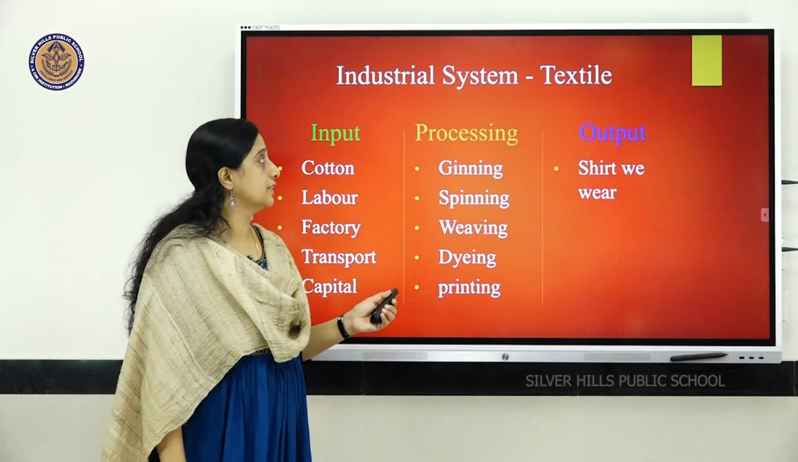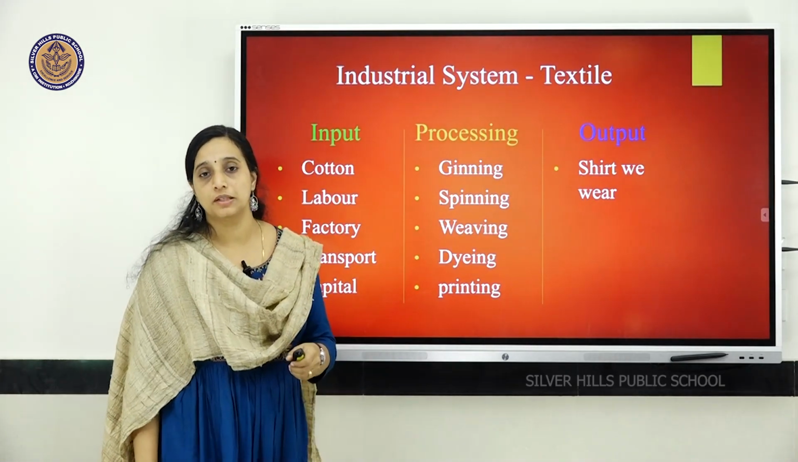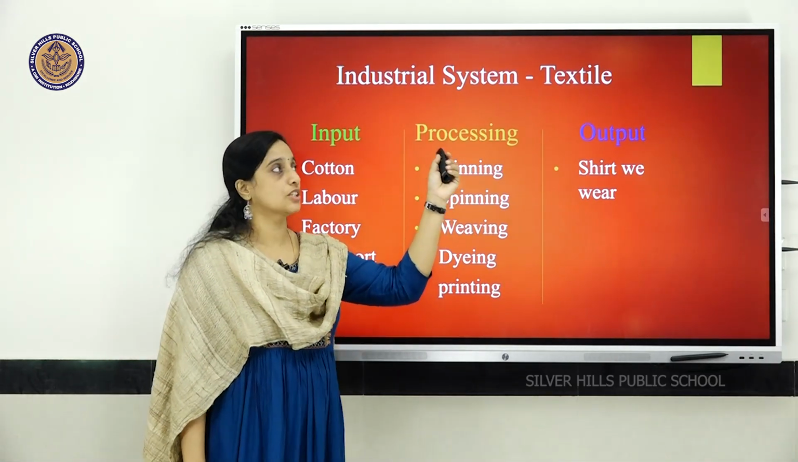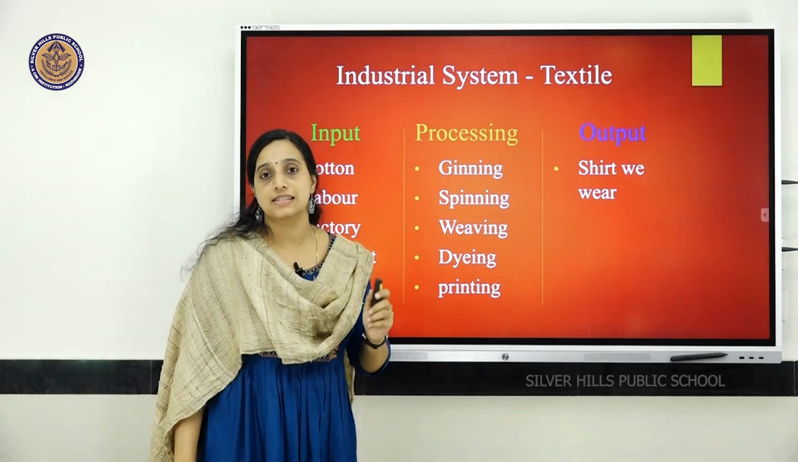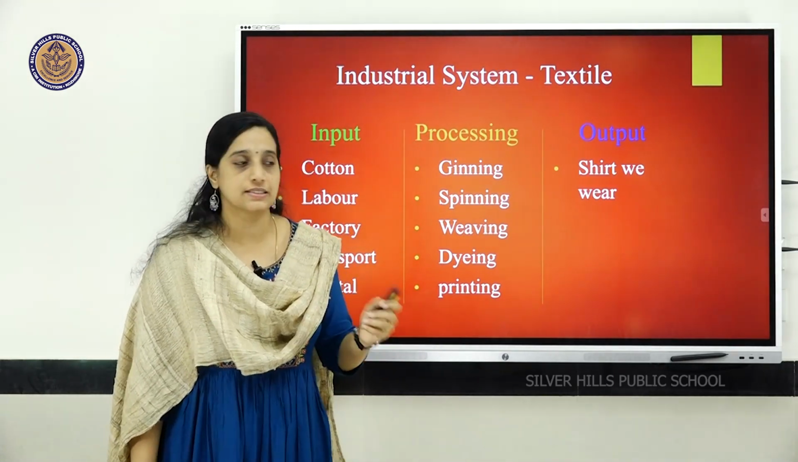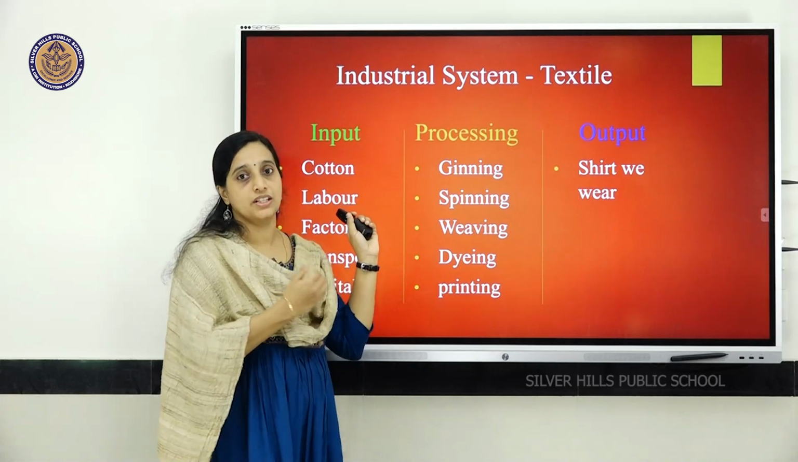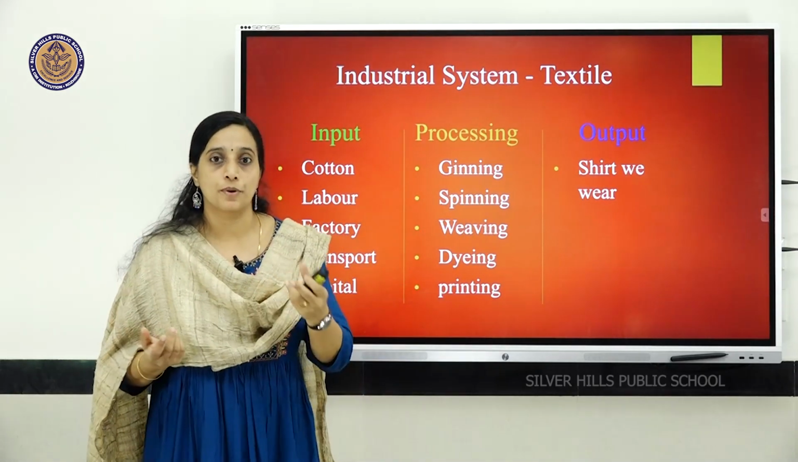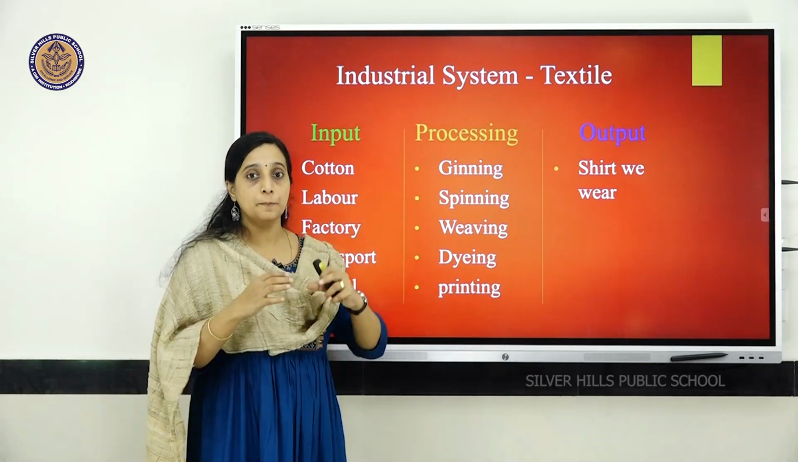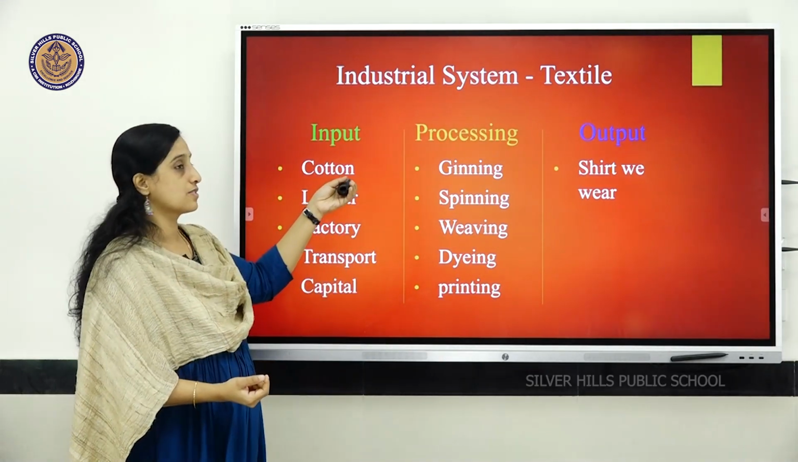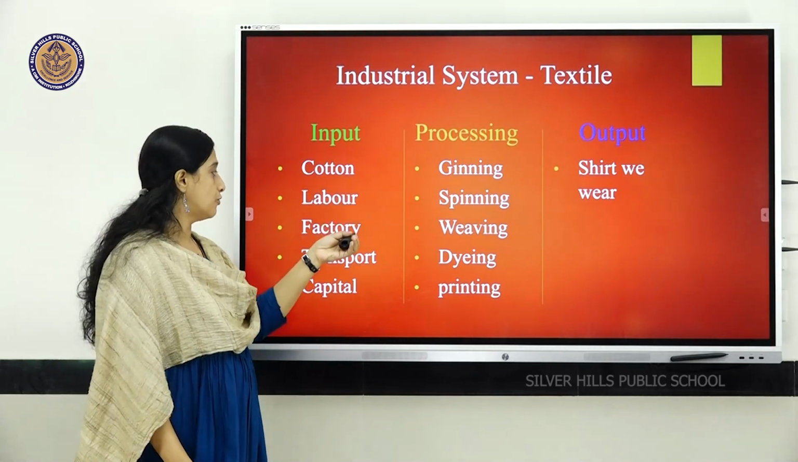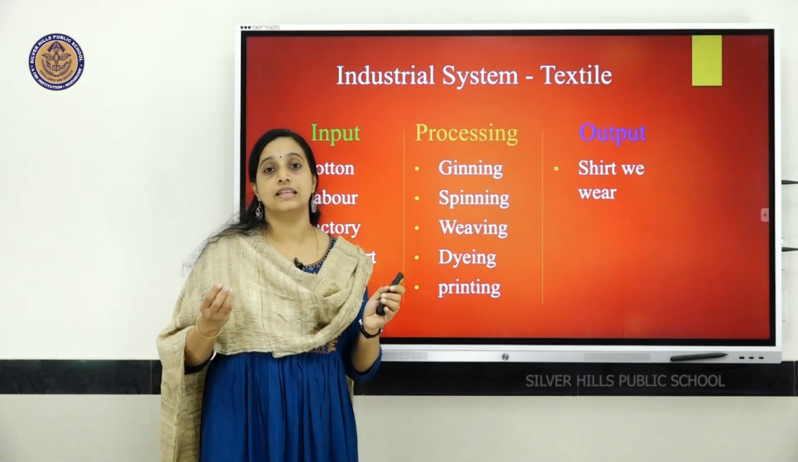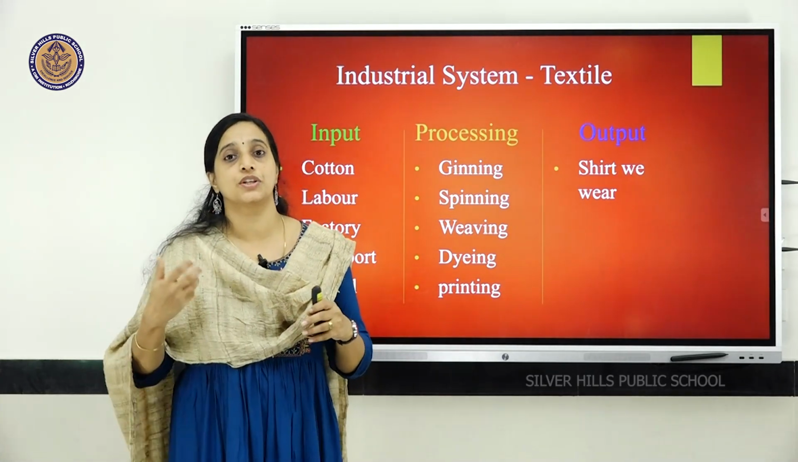Next, we have the industrial system. What do you mean by industrial system? Industry functions with the help of a system, and that is what we call the industrial system. The industrial system has three major parts: input, processing and output. Inputs are the sources such as raw material, labor, factory or machines, transport and capital. All these are the inputs for the industry to work.